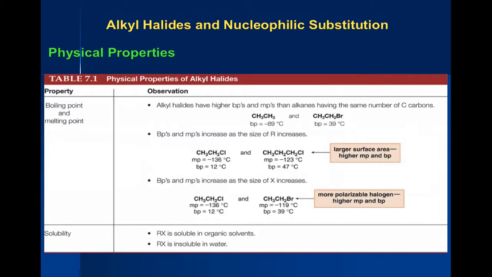Boiling points and melting points increase as the size of the halogen increases.